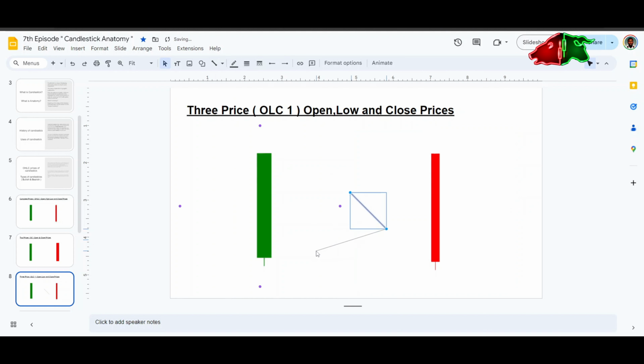Okay, so for this type of candle that has only 3 prices, something is missing here.